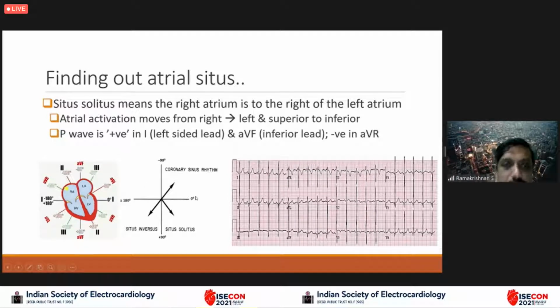It's a very simple one. So situs means the right atrium is to the right of the left atrium. So atrial activation is on the normal vector, like the atrial activation moves from right to left and superior to inferior.